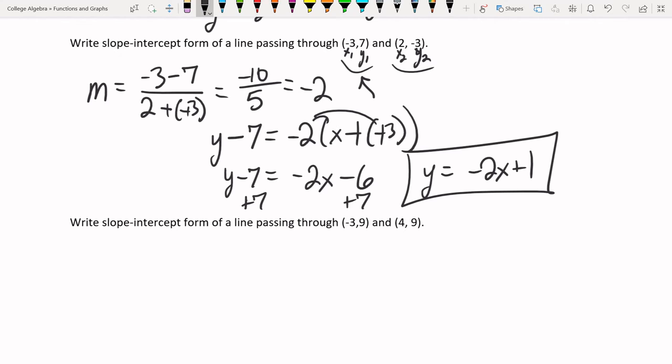So the first step there was to find the slope because we did not know it. If you don't know the slope, you need to find that. Then use the point-slope formula, solve for y, and you have the slope-intercept form.